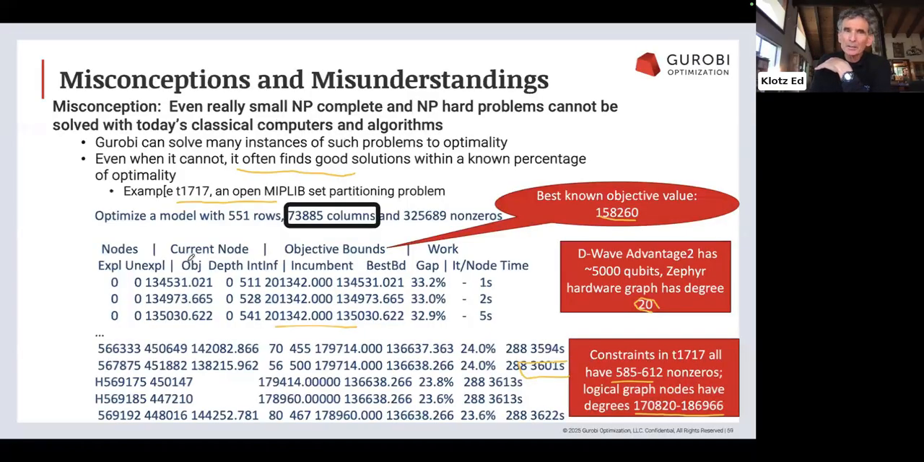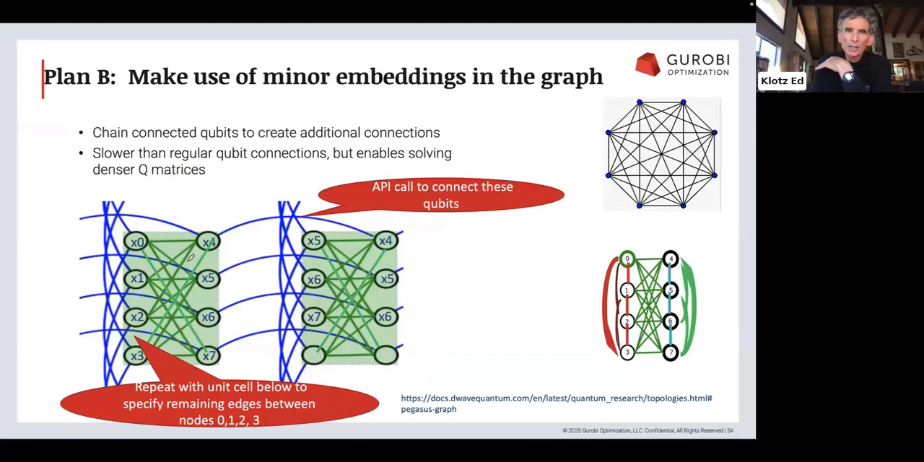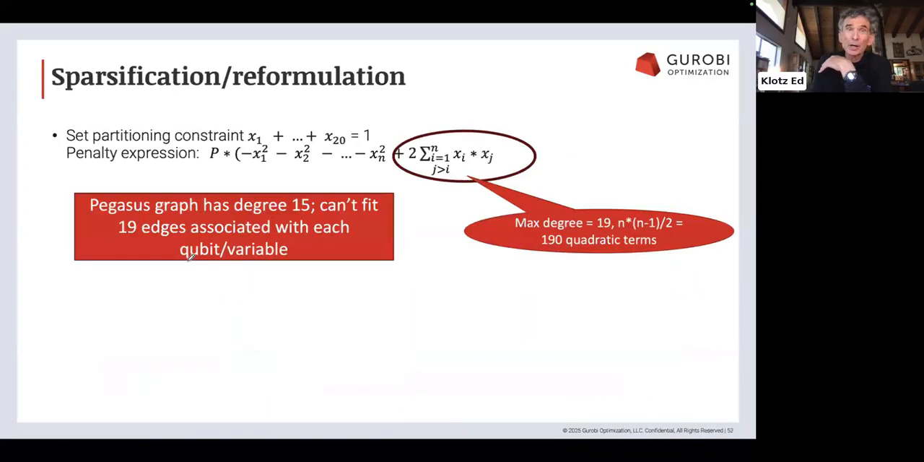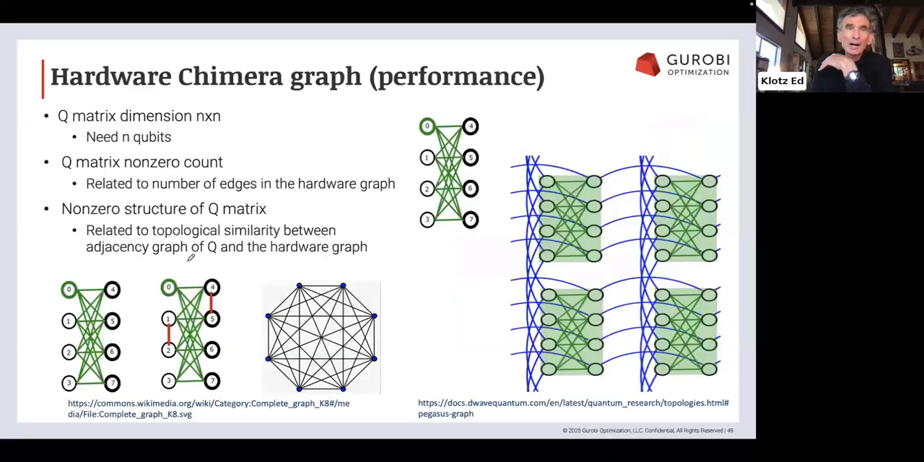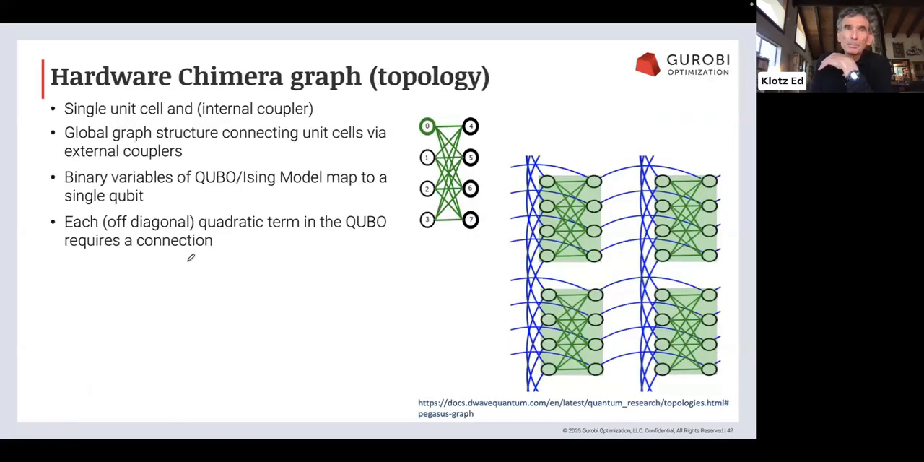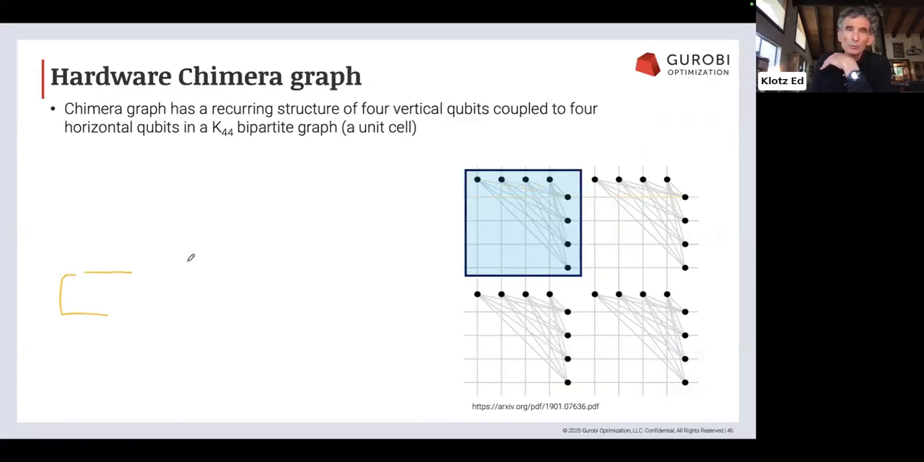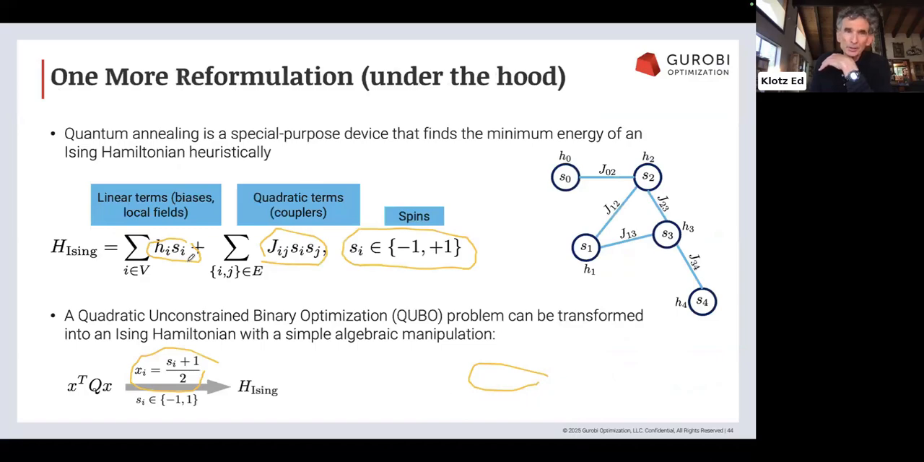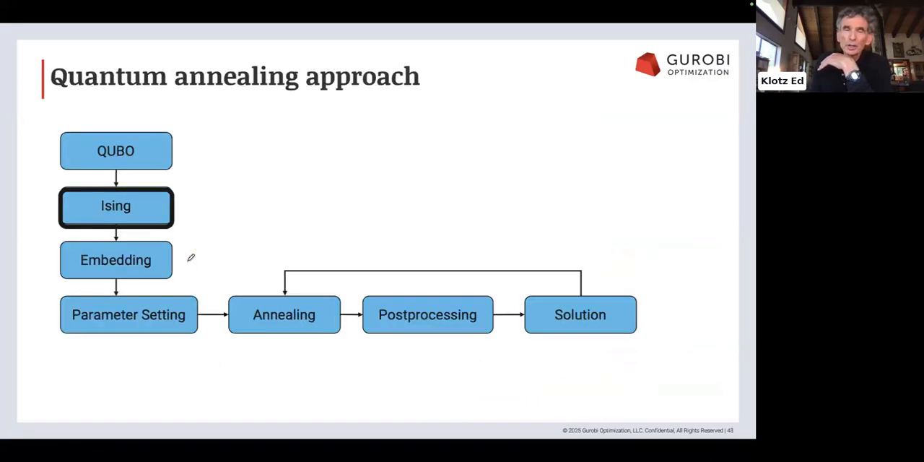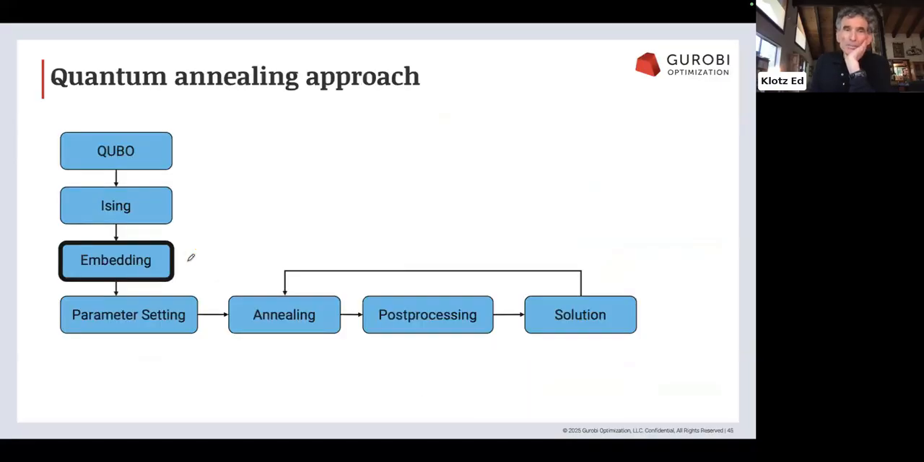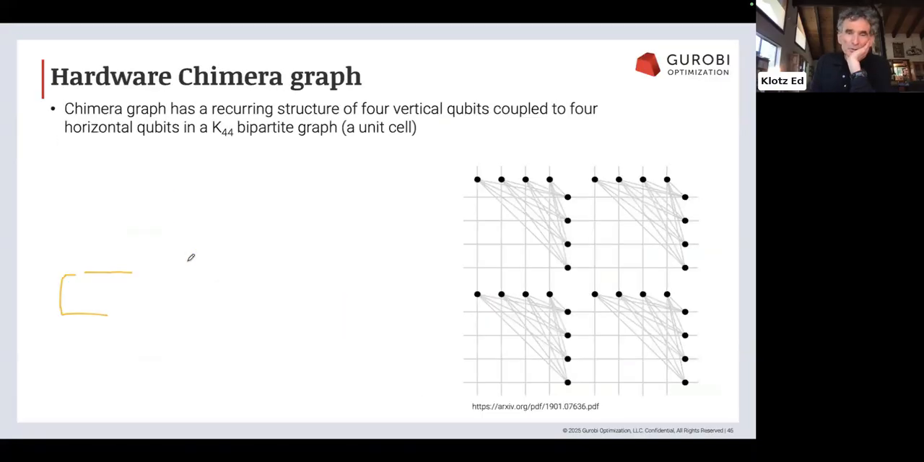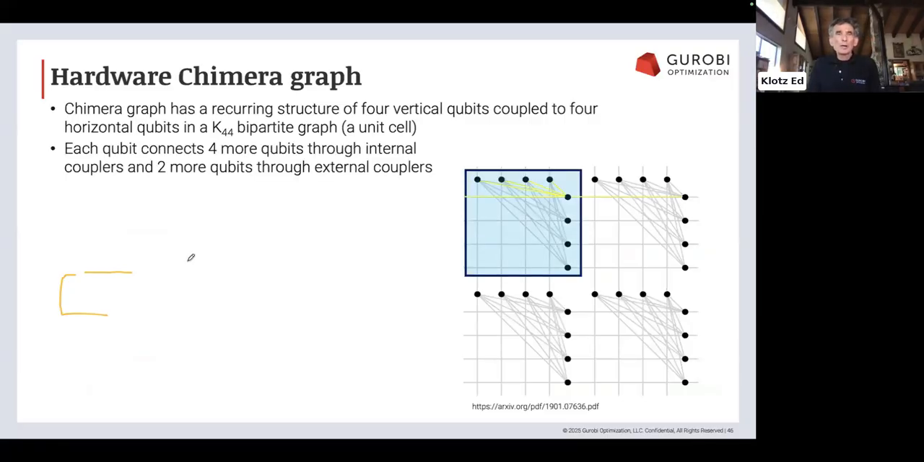I'm going to go back and touch on something, because it came up in some of the questions, either directly or indirectly: how do we embed the non-zero coefficients of our Q matrix into the hardware graph? So this embedding step sits under the hood. And we talked about these graphs. So let's now dig down.